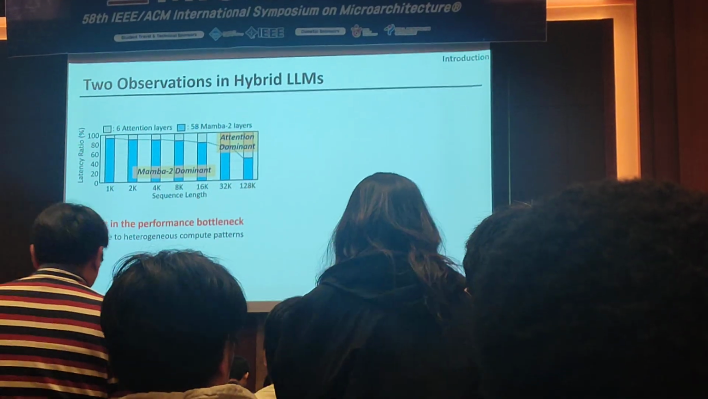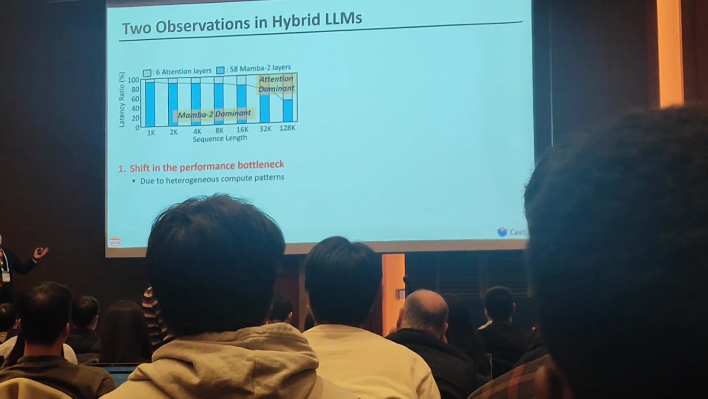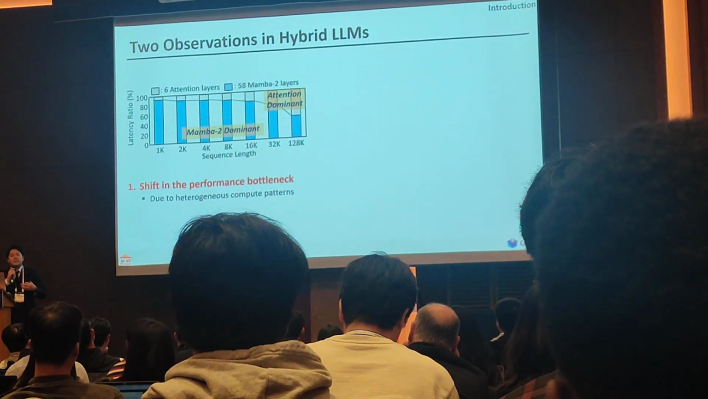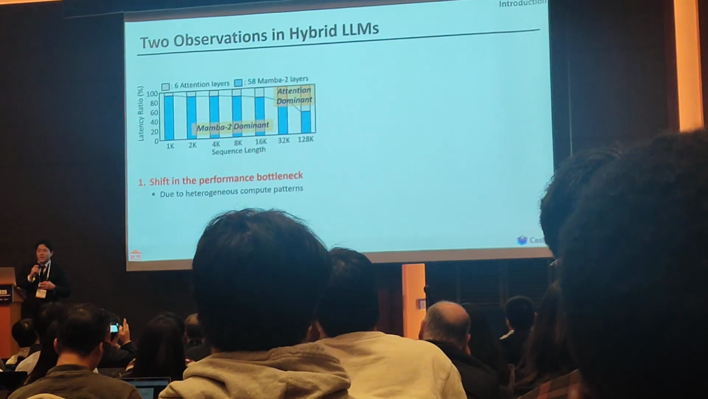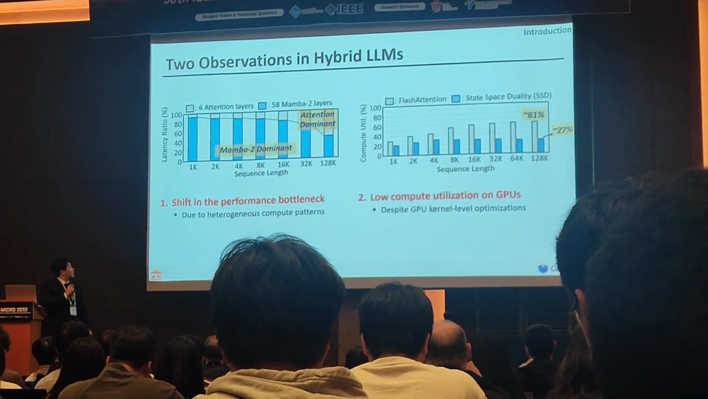First, the performance bottleneck shifts depending on the sequence length. At short length, the Mamba layer dominates, but as the sequence grows, attention layers take over. These shifting behaviors make it difficult to maintain consistent performance.